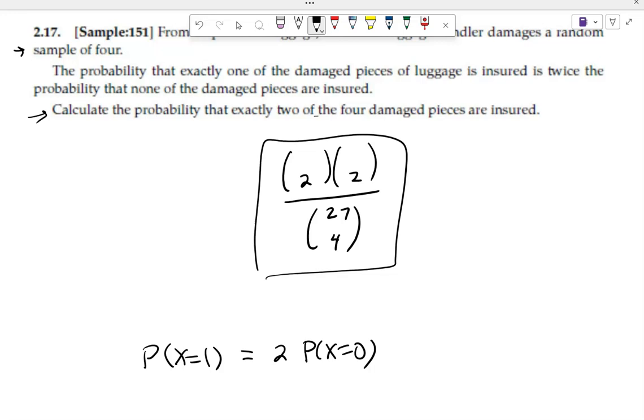And this is pretty typical notation that we'll use later on in the next chapter. We'll typically use x to represent a quantity that we're trying to measure with a probability. So this is pretty typical notation that we'll use later on. Probability of exactly one being insured is equal to 2 times the probability that none are insured.